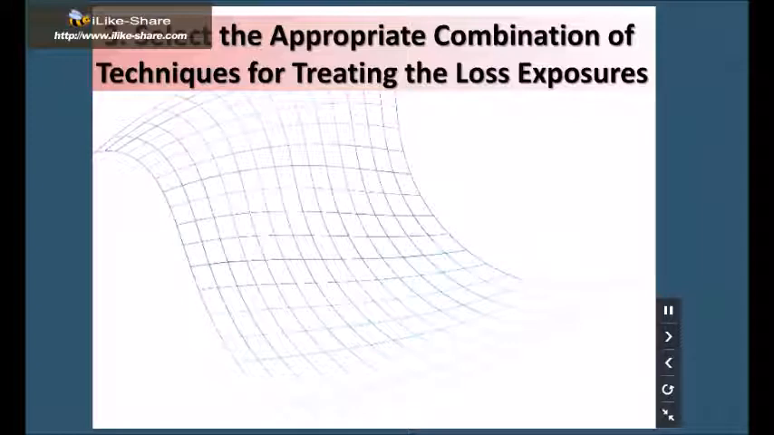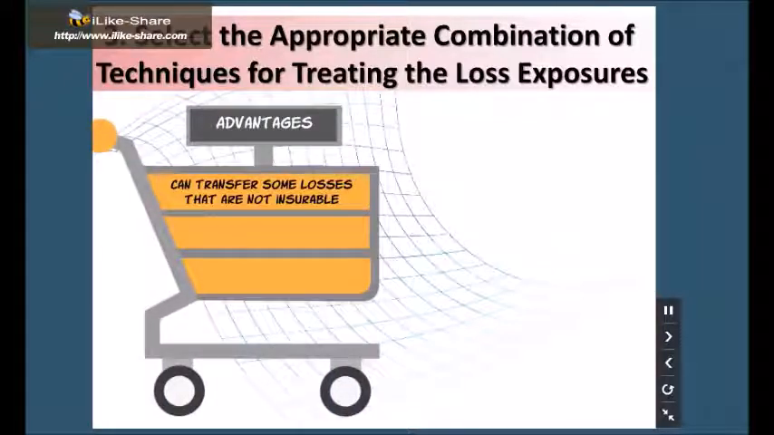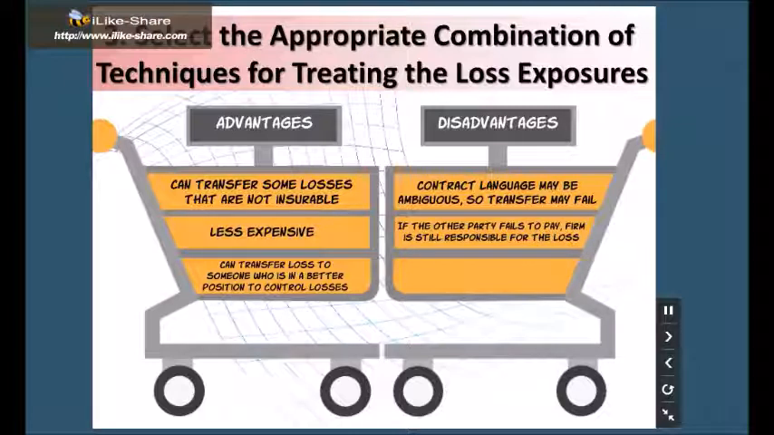Select the appropriate combination of techniques for treating the loss exposures. Advantages: can transfer some losses that are not insurable, less expensive, and can transfer loss to someone who is in a better position to control losses. Disadvantages: contract language may be ambiguous, so transfer may fail. If the other party fails to pay, the firm is still responsible for the loss. Insurers may not give credit for transfers.